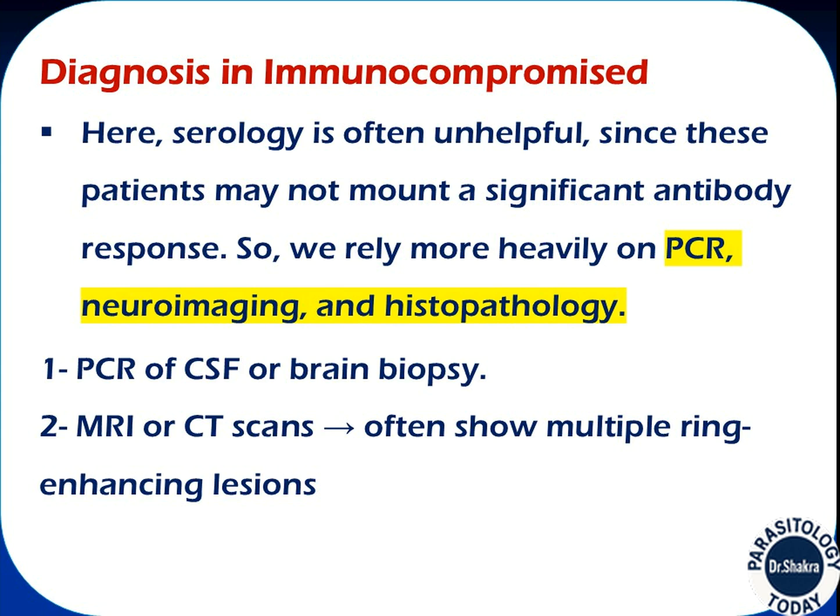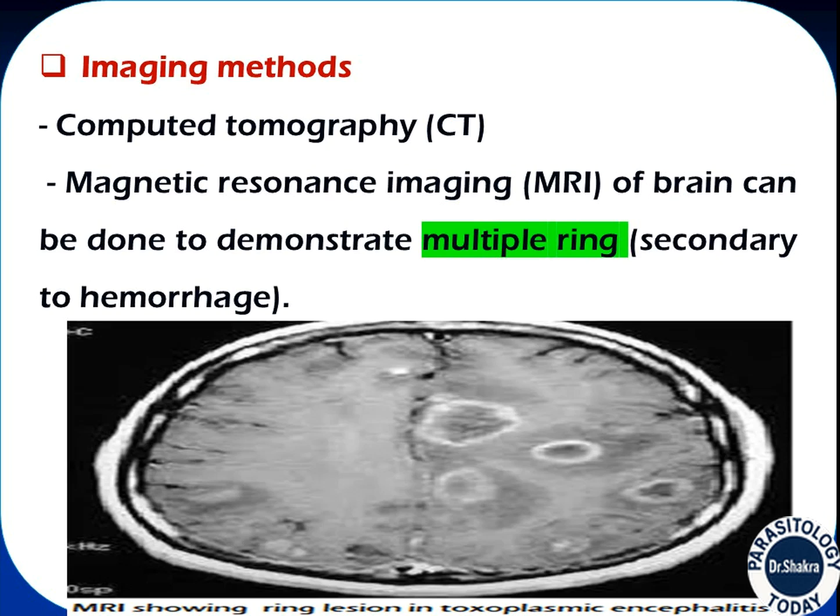PCR of CSF or brain biopsy confirms the diagnosis of toxoplasmic encephalitis. MRI or CT scans often show multiple ring-enhancing lesions, especially in the basal ganglia. These findings, in combination, are highly suggestive of reactivated toxoplasmosis.